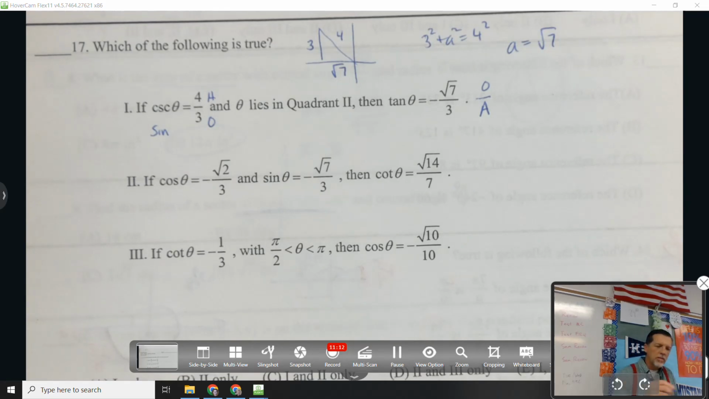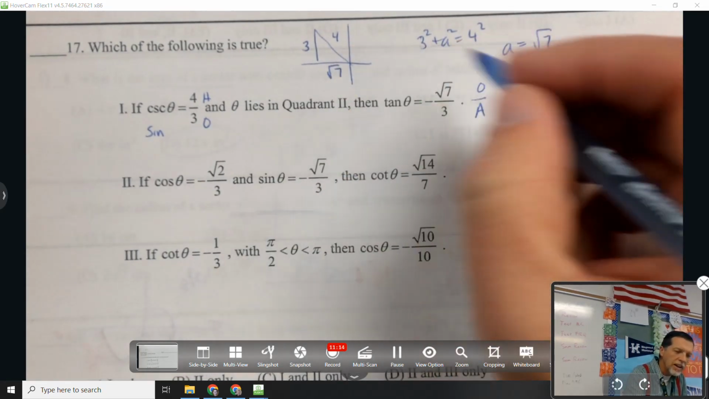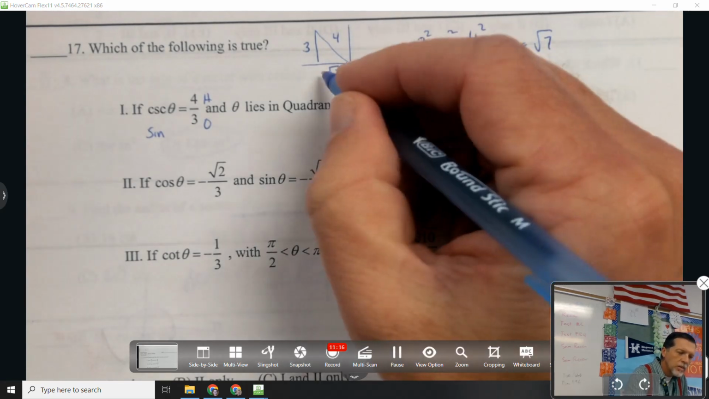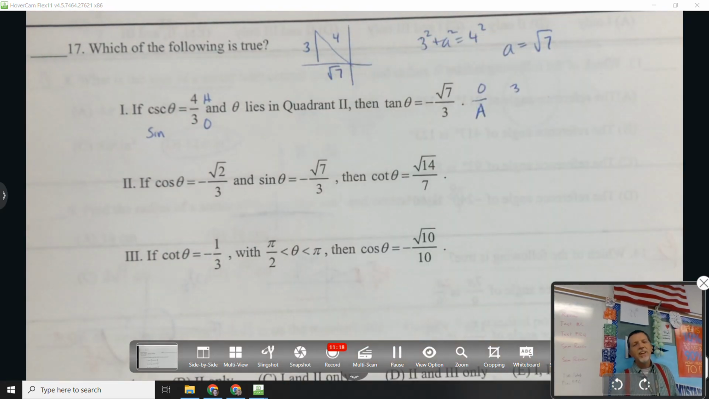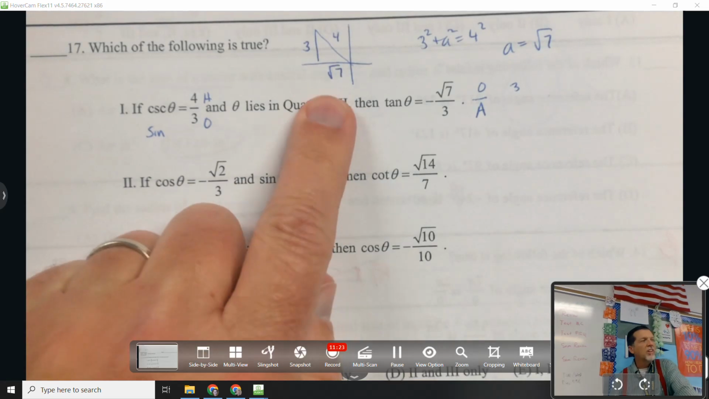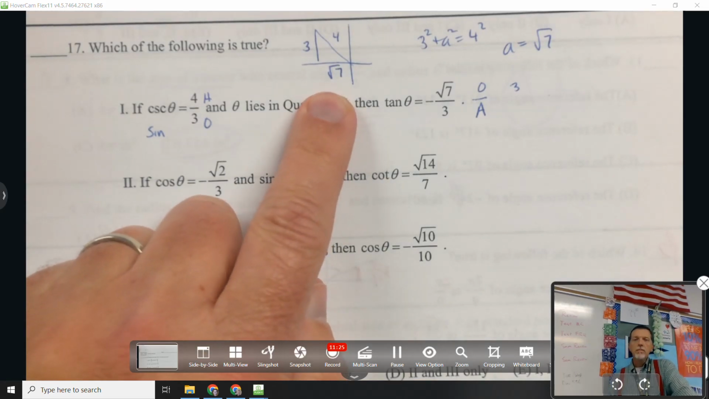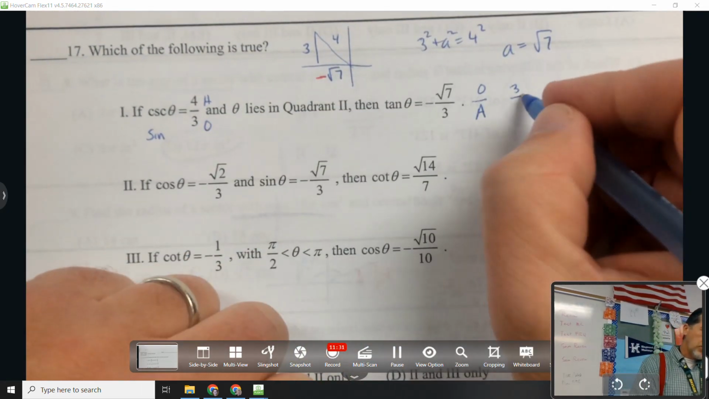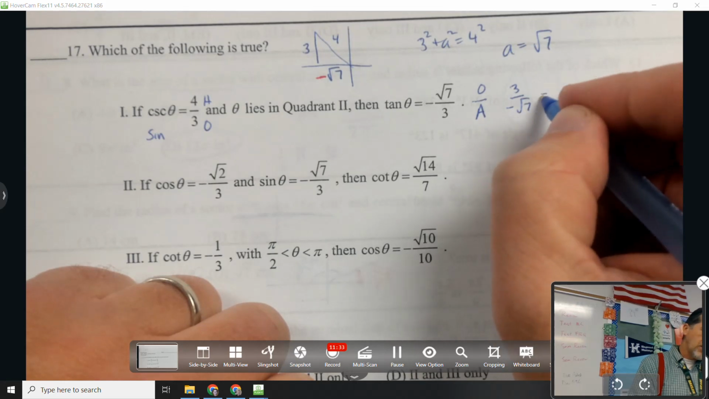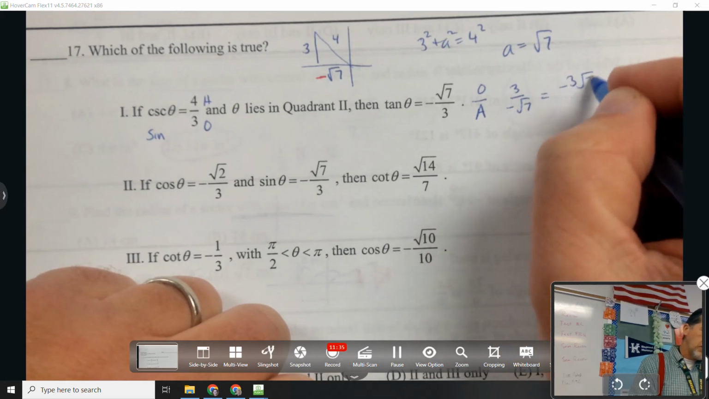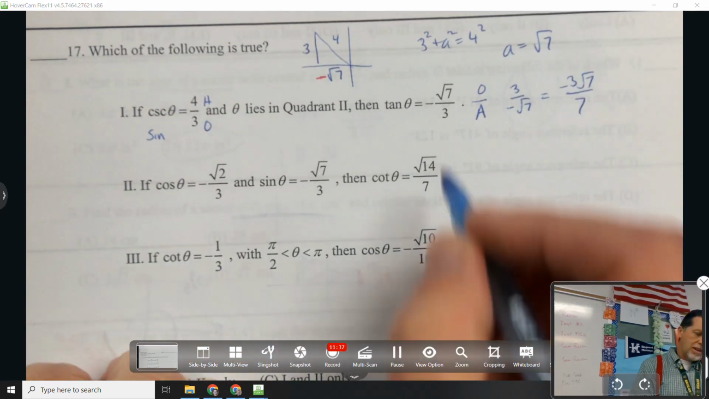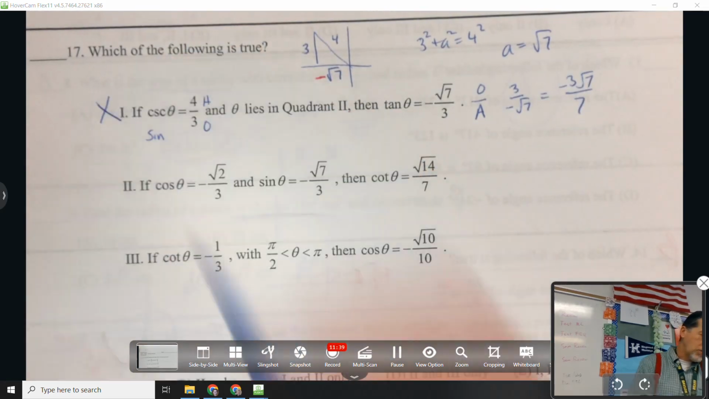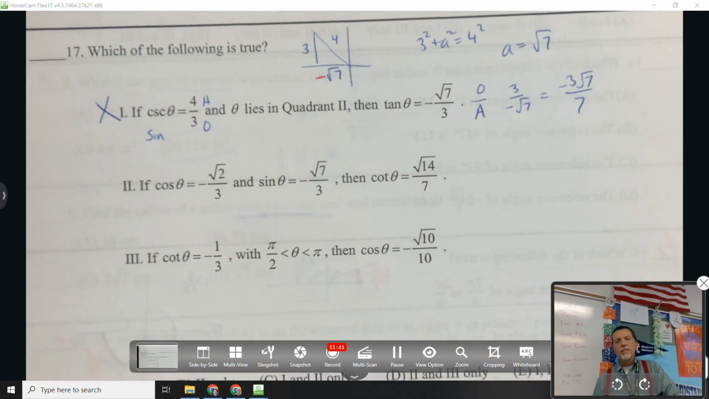Tangent is opposite over adjacent, or y over x. Whoops. Oh, I almost made a mistake. What's wrong with my picture? Maybe I would catch it later. I need that to be negative. So 3 over negative square root 7, which would be negative 3 root 7 over 7. That's not what that says, so statement 1, after all that work, is not true.